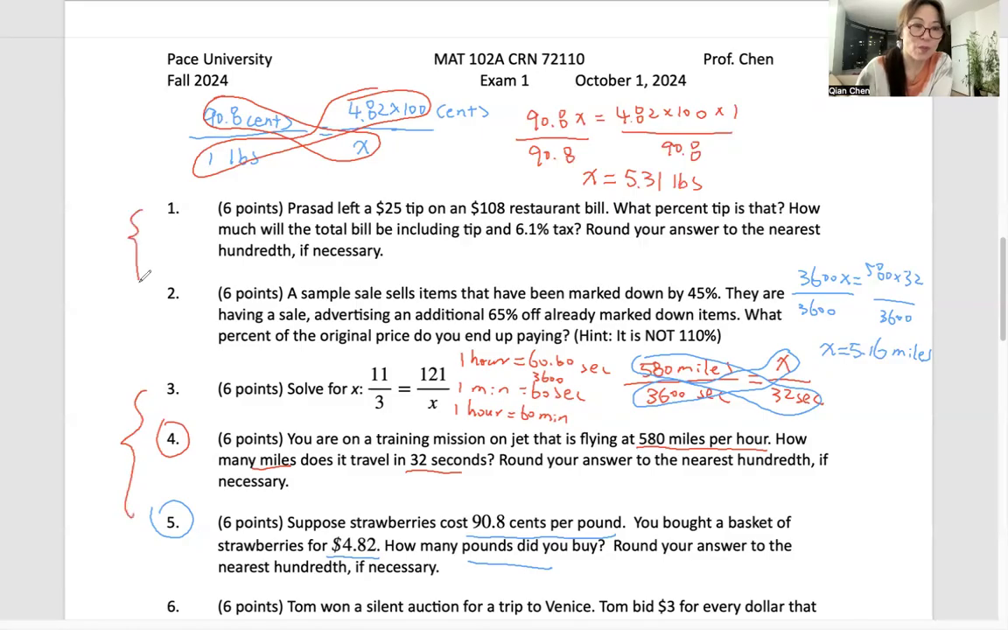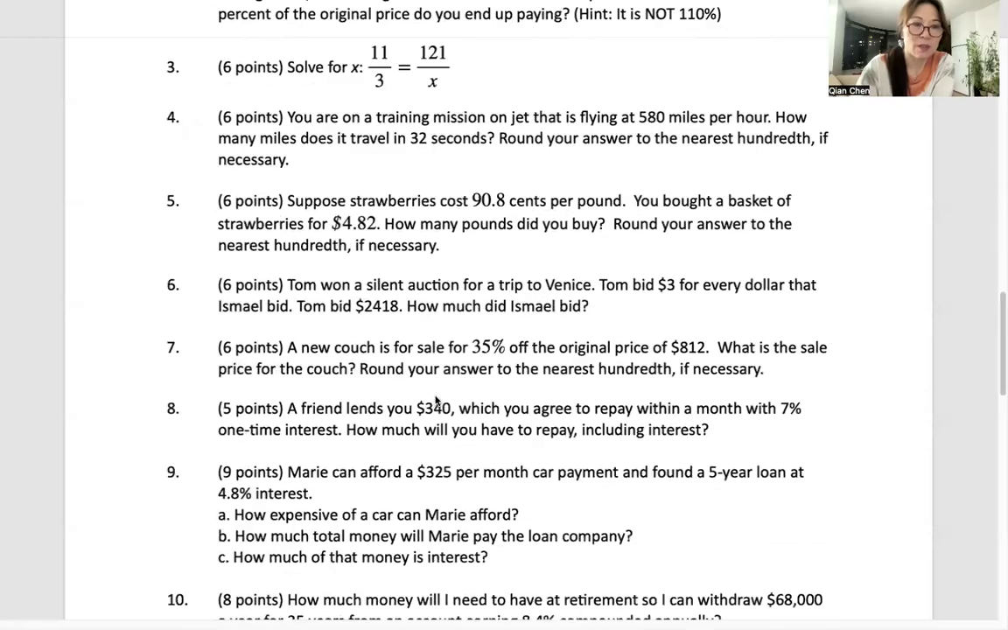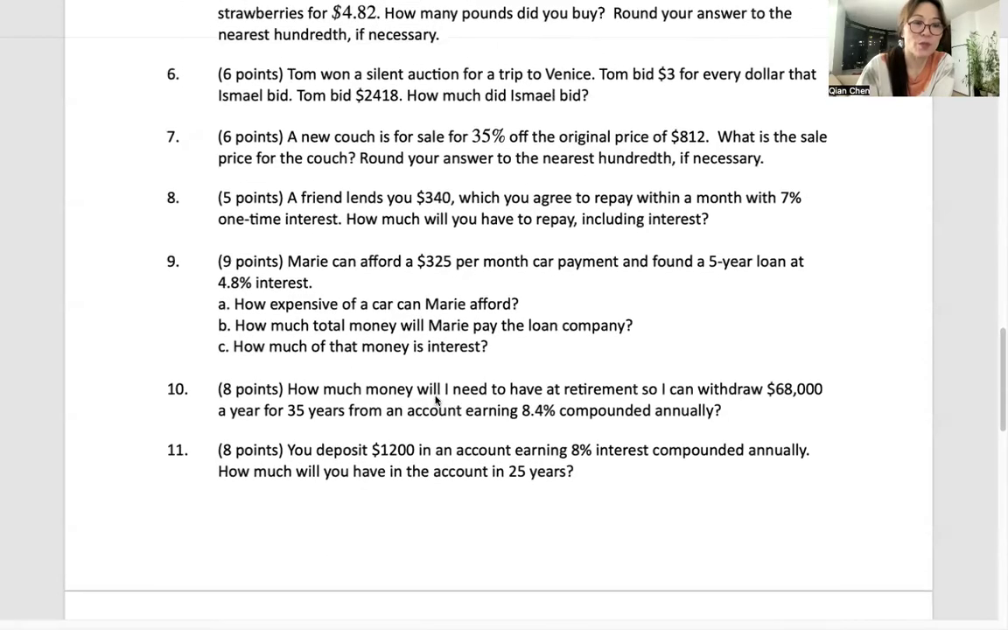All right, so you see those 3 questions. The first 2 questions are about percentage, 3, 4, 5 are proportion equations. Let's see 6, total 14 questions. Oh, 6 is also a proportion equation. Tom won something. We don't care what it is, that's not important. Tom bid $3 for every dollar that Ishmael bid.